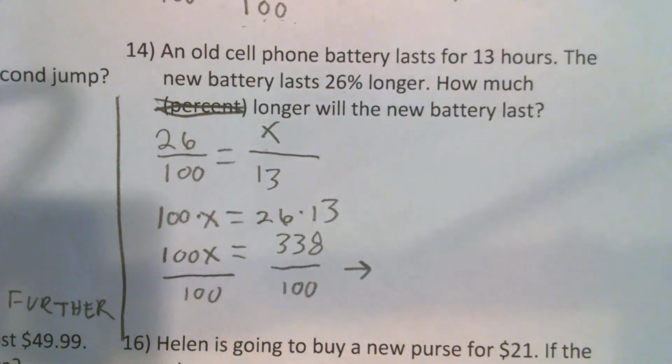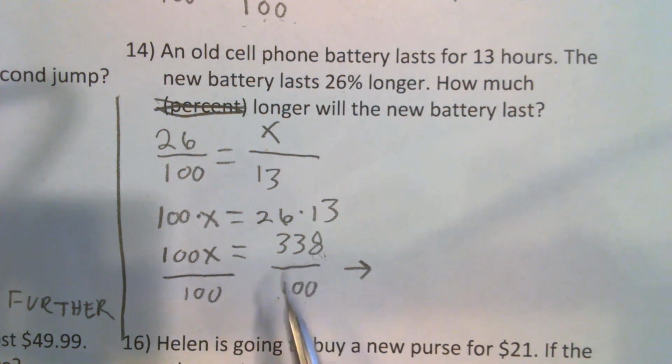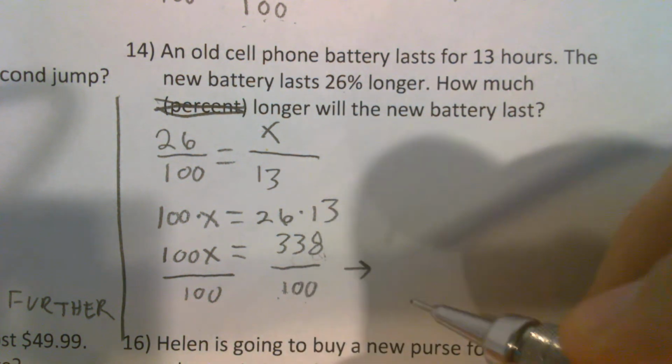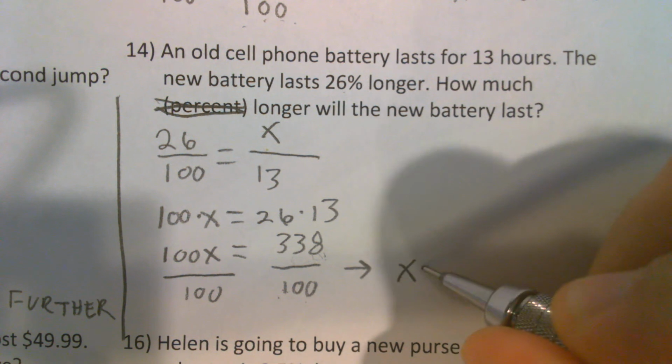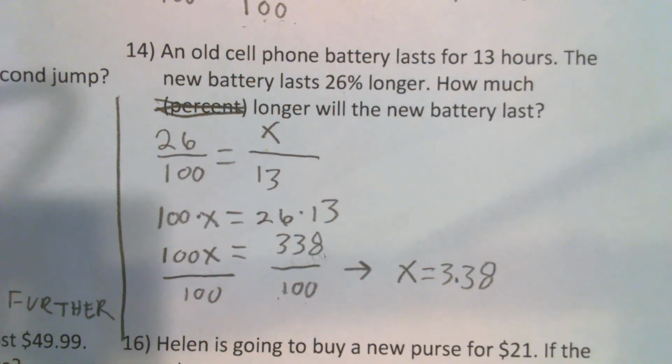And that's, again, we have 1 followed by 2 zeros. Decimal spot is currently here after the 8. We're dividing, so our number is getting smaller. That will give us 3.38. This is not the total life of the battery. This is how much longer the new battery will last over the old battery.